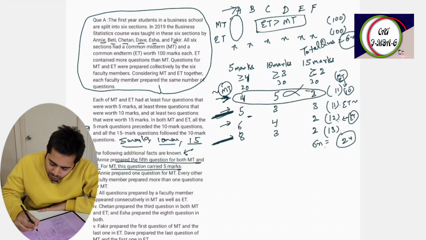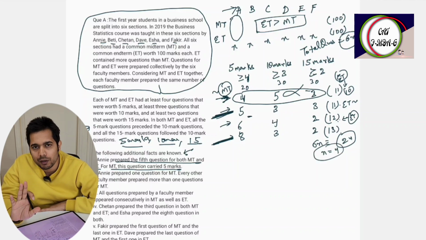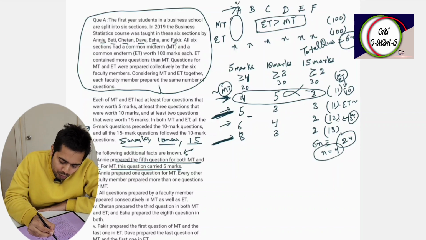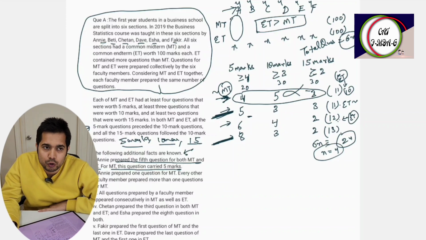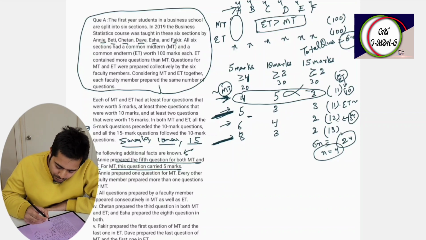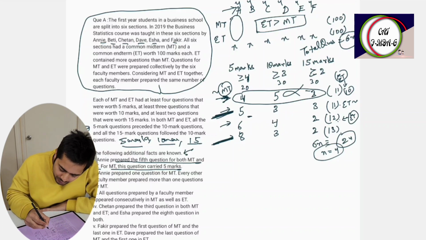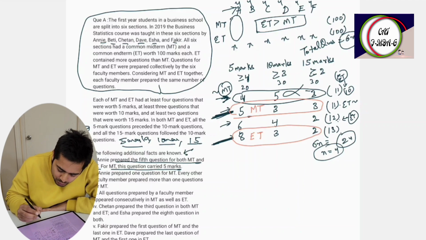6x is equal to 24, so x is equal to 4. So everyone will prepare a total of 4 questions: 4, 4, 4, 4, 4, 4. And it is given that in end term the number of questions is greater than the midterm. So definitely this will be ET and this will be midterm. Got it? Till now we are able to figure out this information. This is very important information to solve.